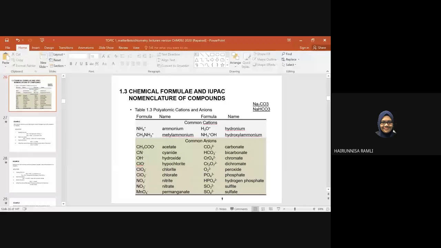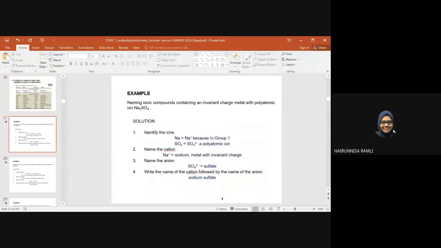Sikit-sikit, okay. Kita tengok example here. I think yang ni simple lagi. Na2SO4. SO4 ni biasa kan? This is sulfate, so sulfate 2 minus. So combine Na, Na plus lah. So dia jadi sodium sulfate. Dia bukan sodium 2 sulfate sebab sodium is invariant charge. Kita ikut rules yang pertama tadi.